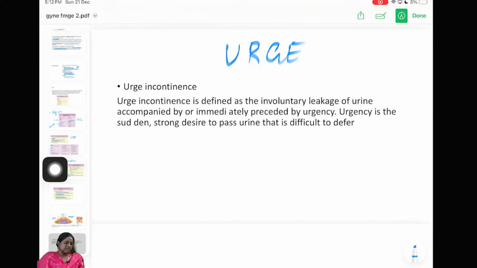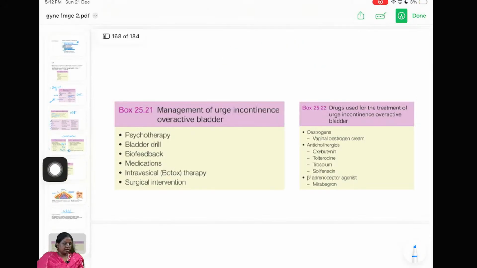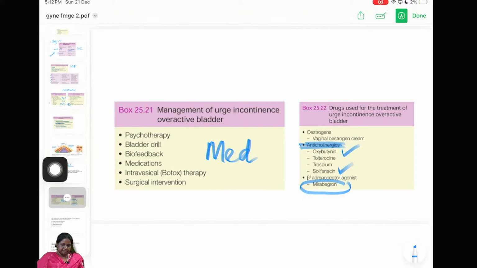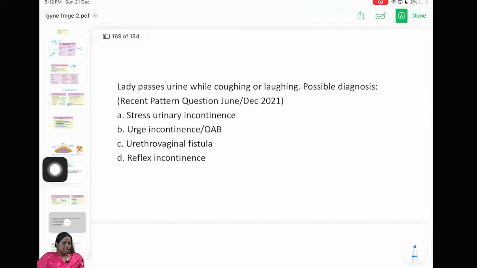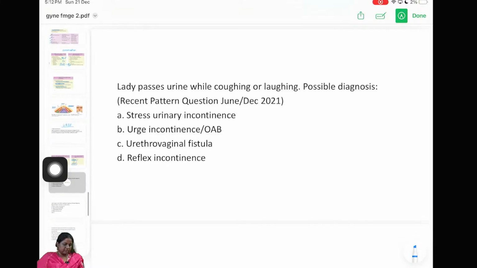Understand? Next comes urge incontinence. What is urge incontinence? He feels like urinating, the urge, he will urinate. Understand? Okay. Here, urge incontinence can be easily managed medically. What are the medical managements that you know of? Anticholinergics like solifenacin, oxybutynin, and nowadays the recent drug that has come is mirabegron, which is a beta 3 adrenergic agonist. Understand? Now answer. Yes, very good.